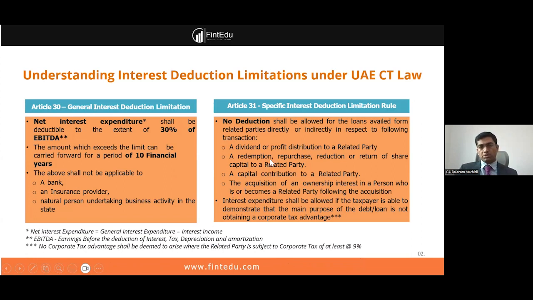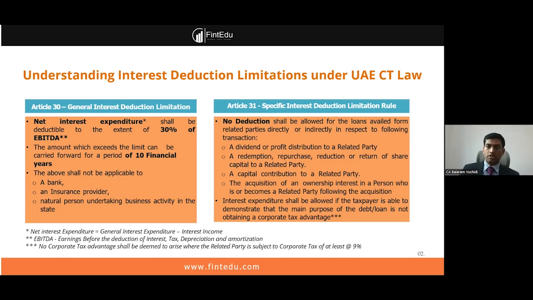And when we talk about the specific interest deduction limit, first we have talked about the general interest deduction limit. This is very specific to loans you have taken from related parties. No deduction shall be allowed for the loans availed from related parties, directly or indirectly, in respect of the following transactions. A dividend or profit distribution to related parties, if you have taken any loan to pay dividend or distribution of profit of a related party. You are taking from one related party and using those funds for payment of dividend to another related party.